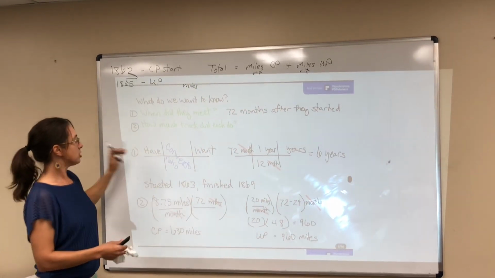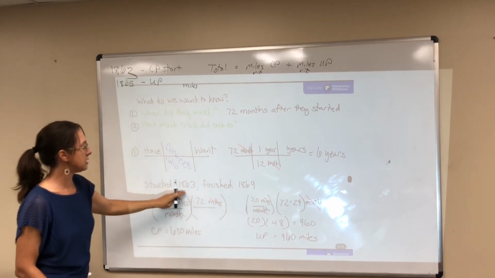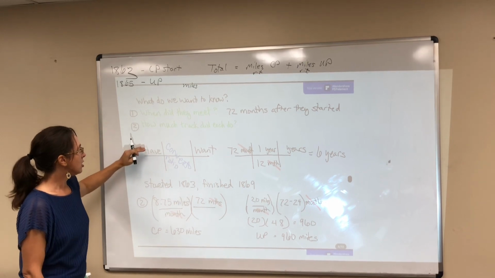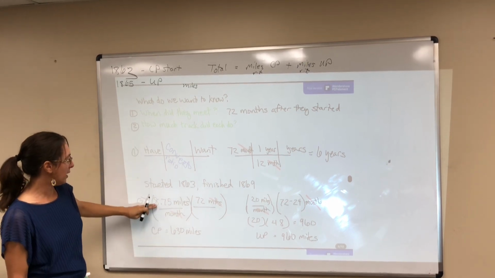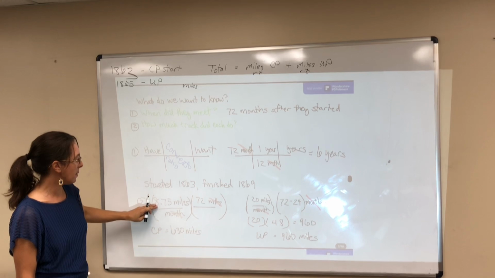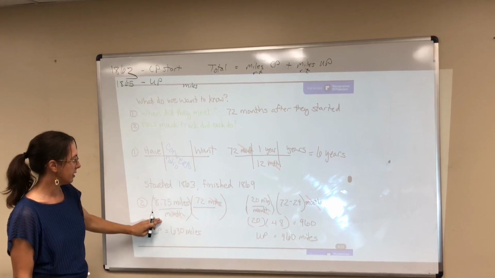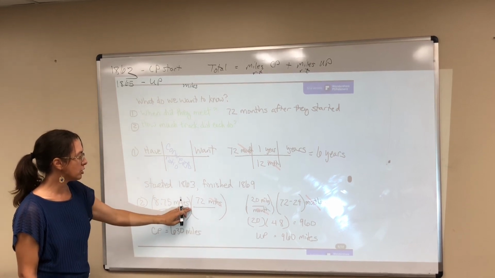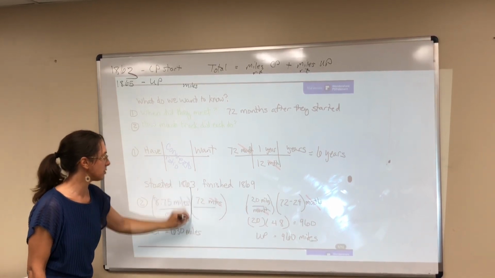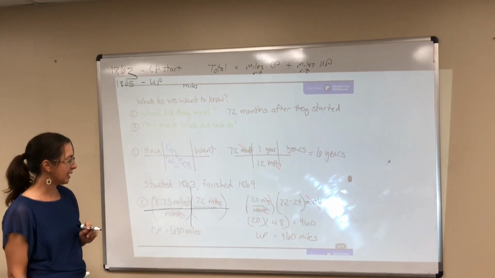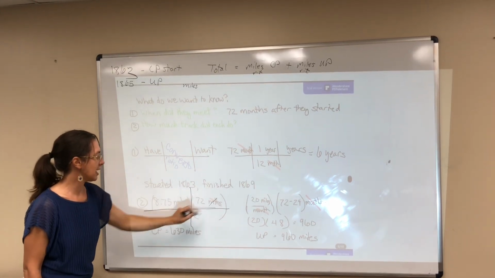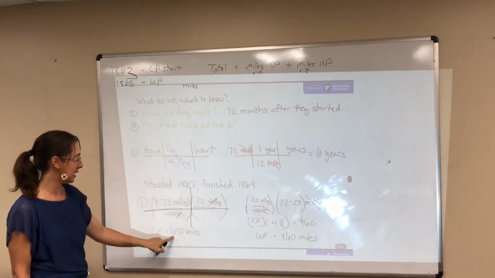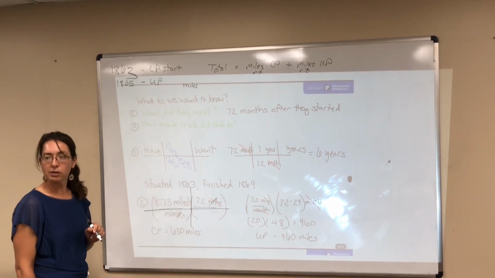But it keeps all of my units and everything in order, so I'm gonna do this. I know that they started in 1863, they finished in 1869, okay? So, we had 8.75 miles per month is what Central Pacific did, and they worked for 72 months. So if I was gonna do my chart, I would put it in like that. My months cancel out. 8.75 times 72 months means that they did 630 miles.